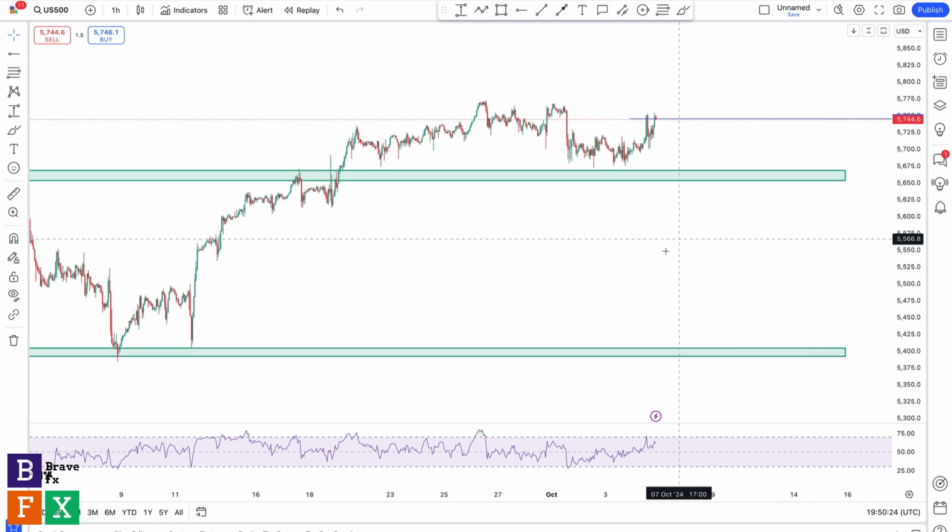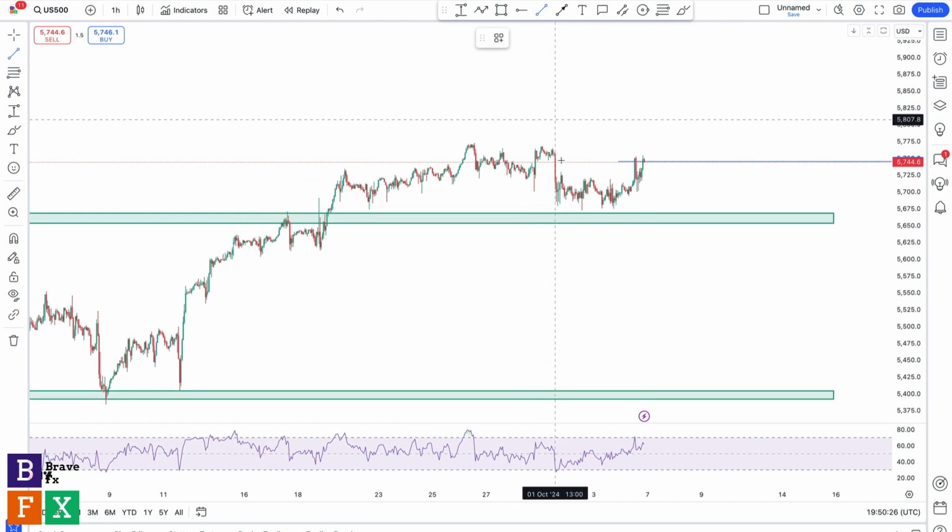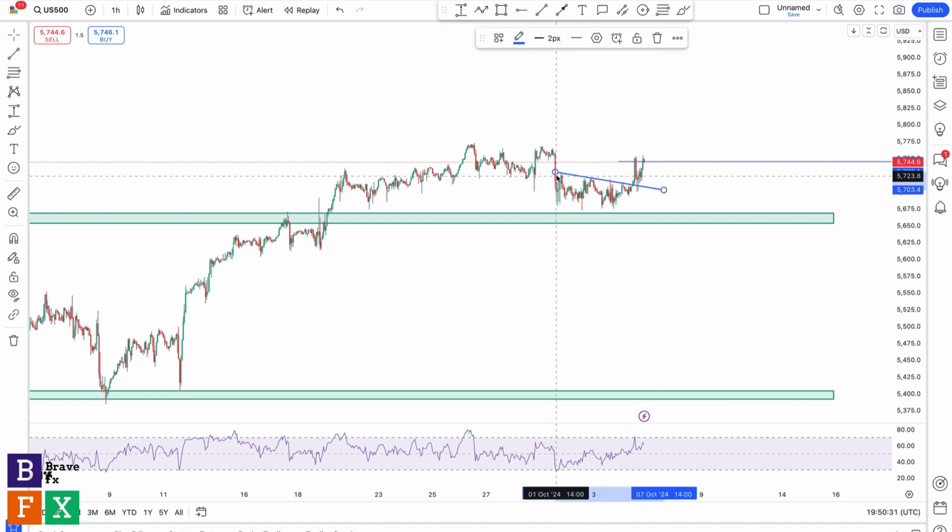Yeah, so if you go down to the 1 hour time frame, a good price level to have gotten this trade was around these price levels. At the break of this trend line would have been a good opportunity to get in on this trade.